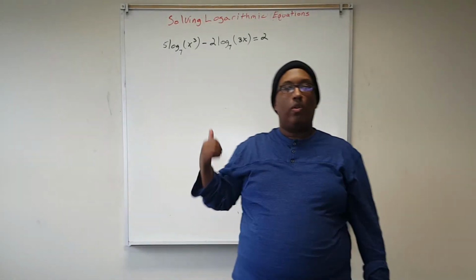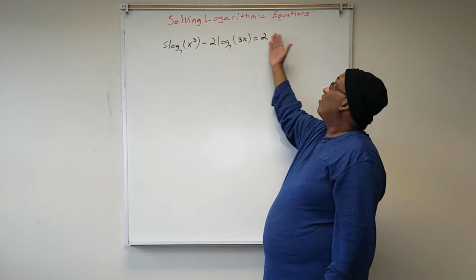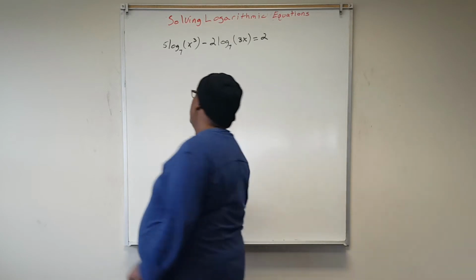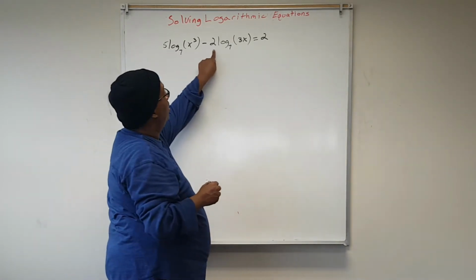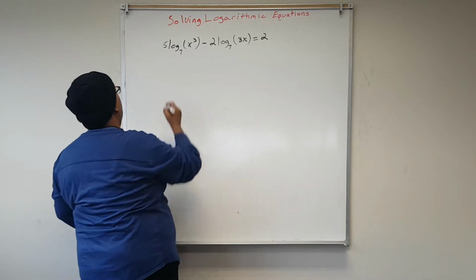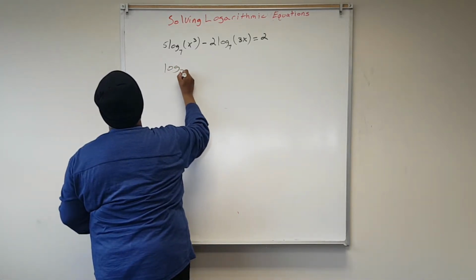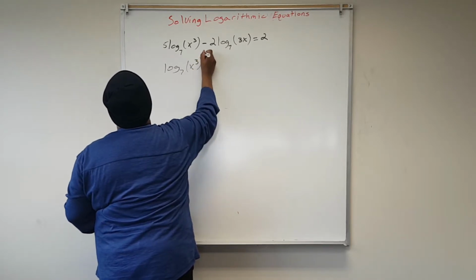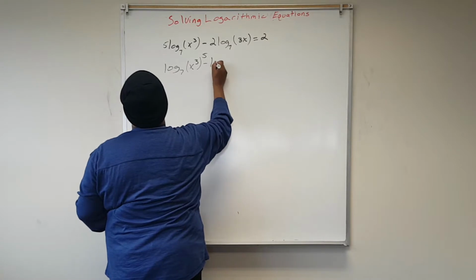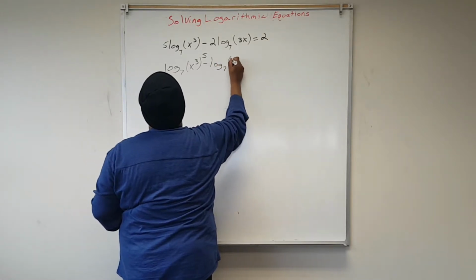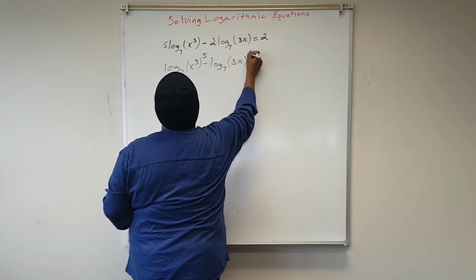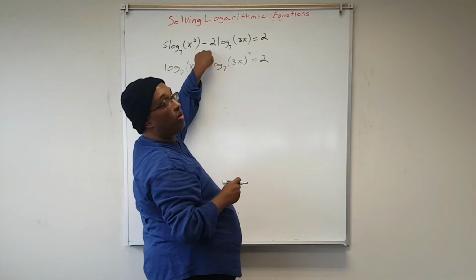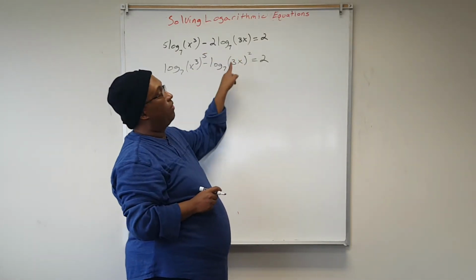Okay, I'm back with another example solving logarithmic equations. Let's get started. First thing again, the coefficients become exponents. So we write log base 7 of x cubed to the 5th minus log base 7 of 3x squared equals 2. So the coefficients of the logarithms become the exponents of the arguments.